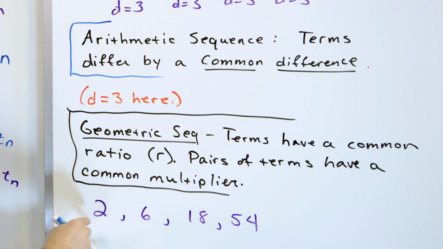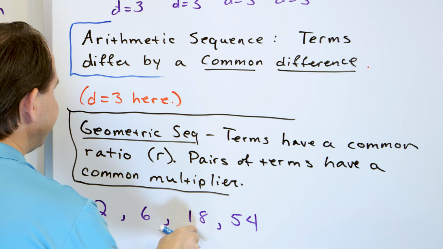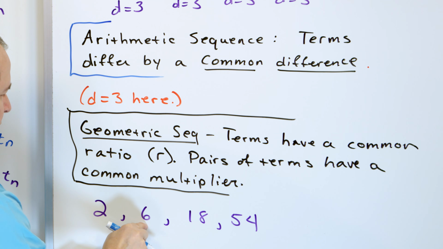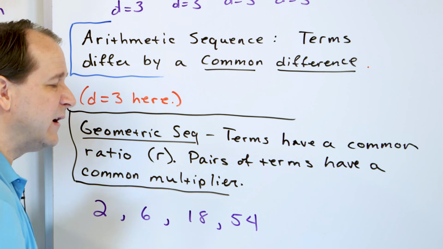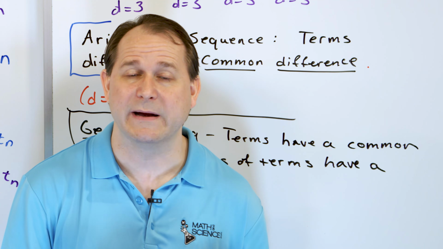All you have to do is ask, am I adding a constant number each time? Well, the difference between here and here is 4. And the difference between here and here is definitely not 4. And the difference between here and here is definitely not 4. So it's definitely not an arithmetic sequence.